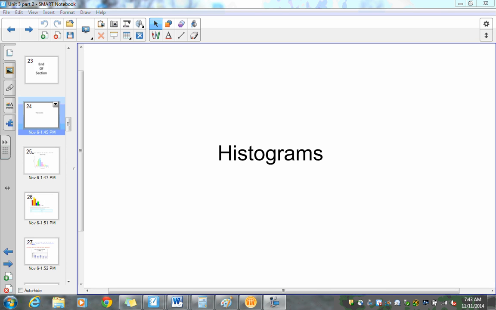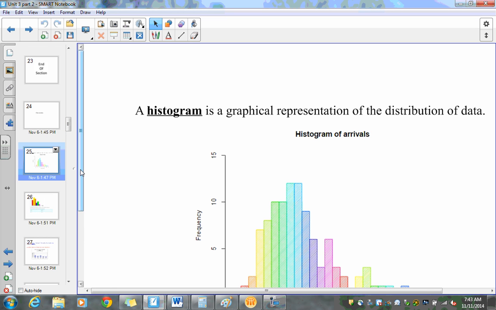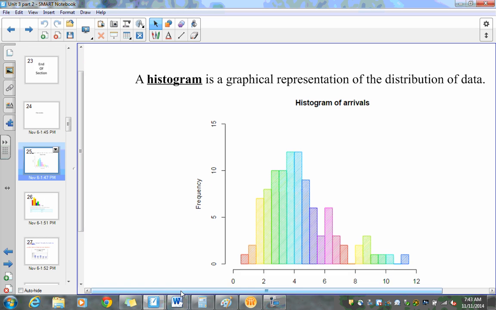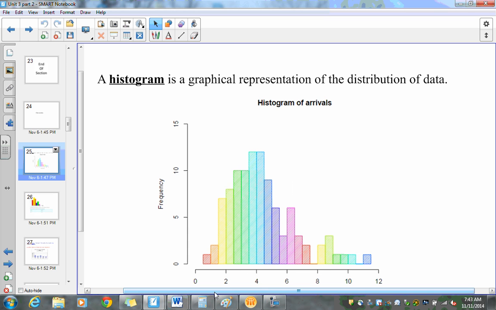Okay, in this video we're going to be talking about histograms. So let's get started. What is a histogram? A histogram is a graphical representation of the distribution of data. So what you're looking at right now is a histogram. And I know what you're probably thinking. It looks like a bar graph.